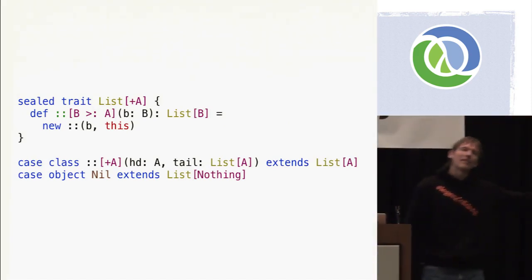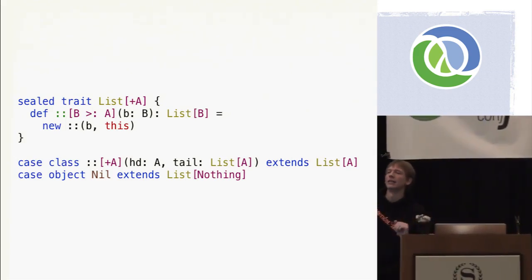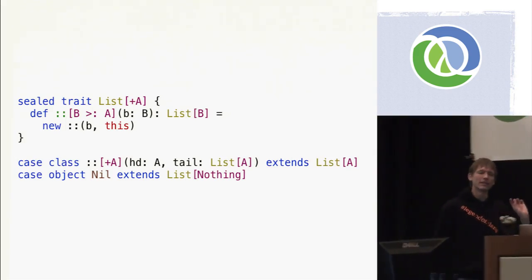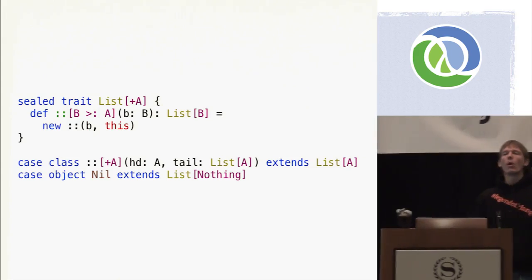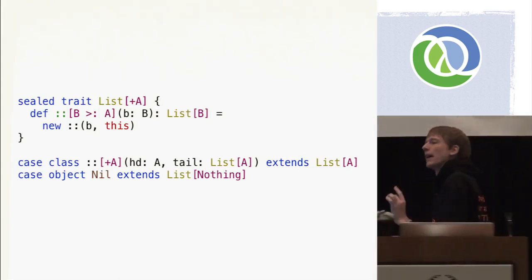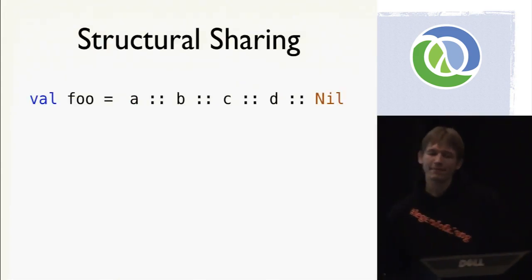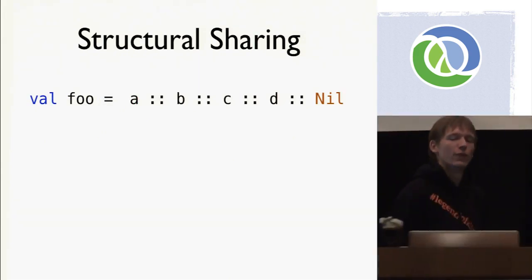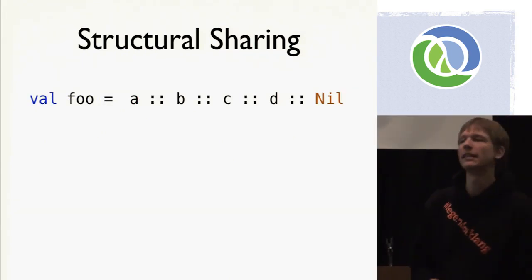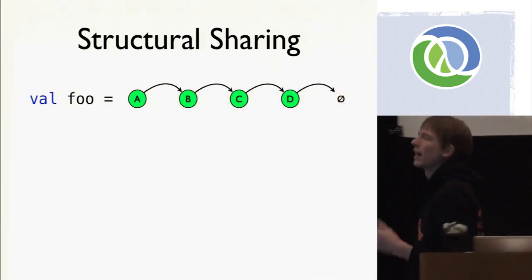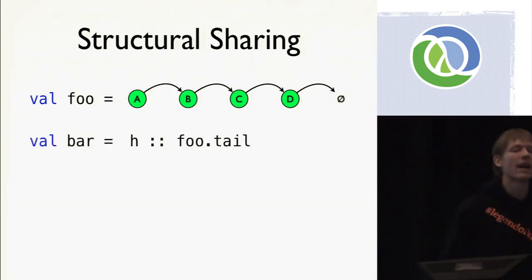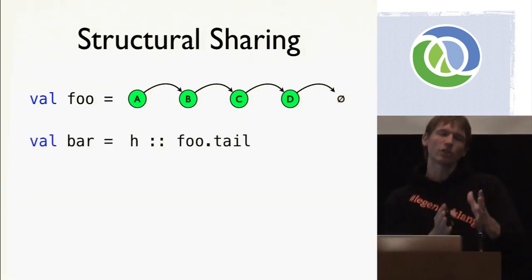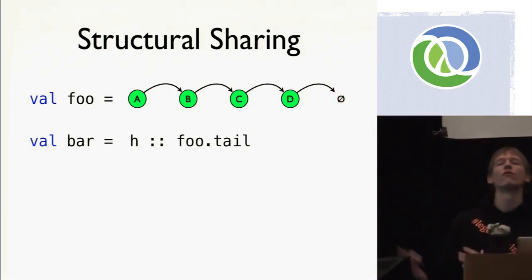So, as I said, the implementation is not interesting. We're not learning anything here. This is completely trivial. What we are learning is something about structural sharing. So let's say we had a list, foo, that had 4 elements in it, A, B, C, and D. We could represent it graphically like so. Now let's say we had another list, bar, that took H and prepended it to the tail of foo.